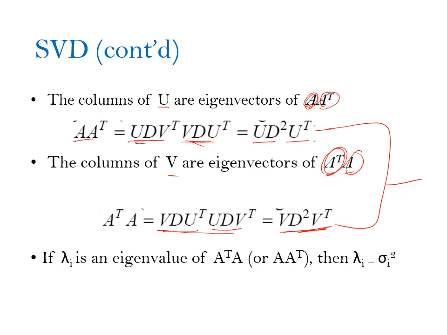This can be represented using only the eigenvectors of U. This is represented using only the eigenvectors of V. So if lambda is an eigenvalue of A transpose A, then the lambda value will represent the diagonal square.